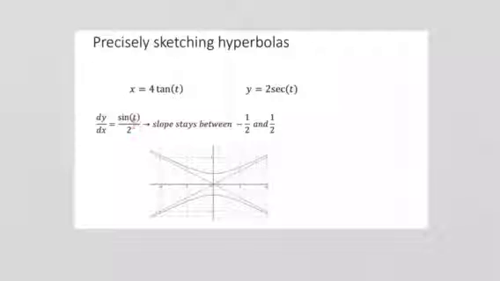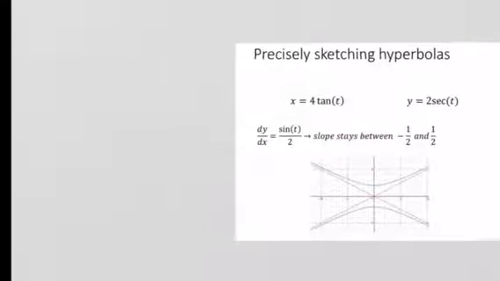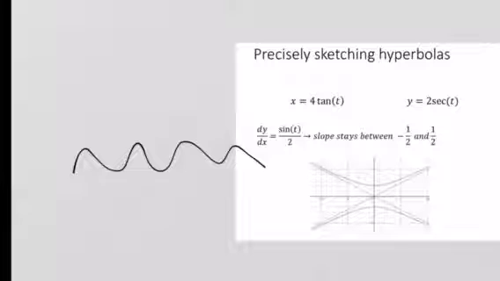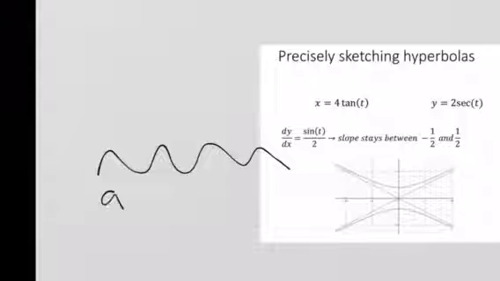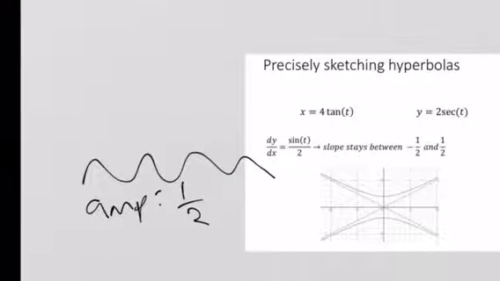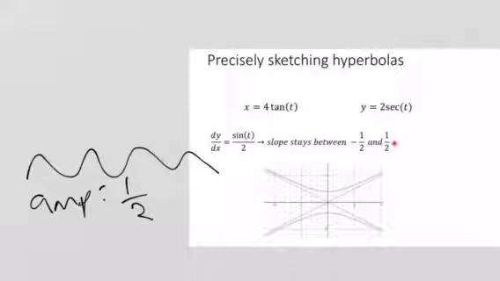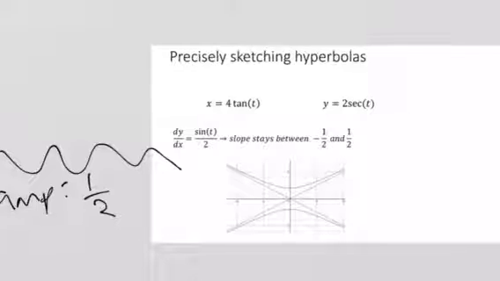What do we know about sine? Well, sine is a cyclical curve. Sine just goes up and down, up and down, up and down, right? But what is the amplitude of this particular sine graph? It's 1/2, right? So that means that we're going to cycle between negative 1/2 and positive 1/2. And since this is representing the slope, we're saying the slope must stay between negative 1/2 and positive 1/2.